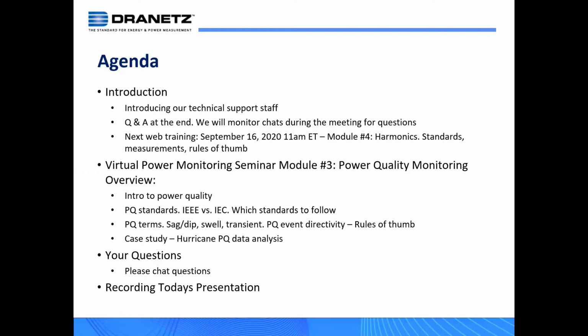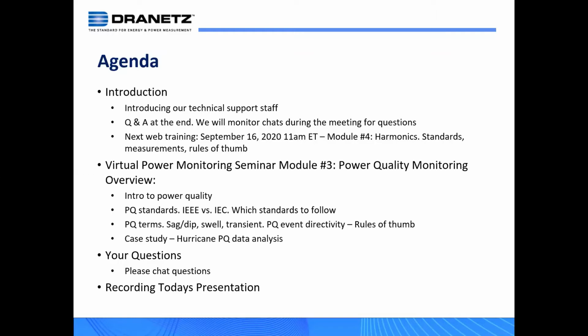Our last presentation, I believe that was on the 26th of August, Thurman covered energy monitoring. How do we compare and contrast that to power quality? What are the issues with energy monitoring? What are the basics? What are some of the energy monitoring standards? What's demand? What's energy? Different things like that.